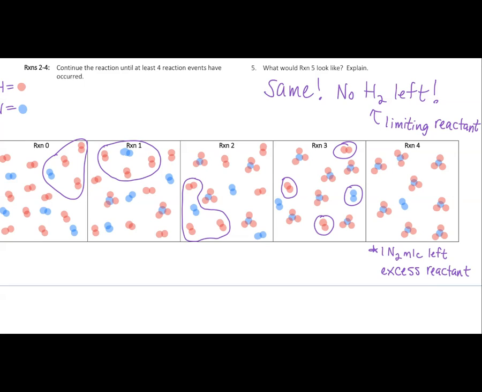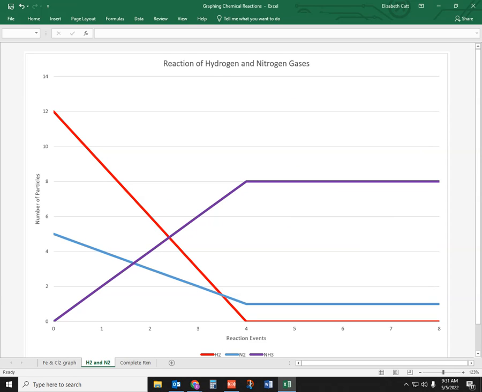Okay, so if we go through and we graph this, we're going to get a graph that looks like this. We're going to see that the nitrogen and hydrogen amounts are declining as the ammonia amount is increasing, and it stops at the point that the hydrogen runs out. What that tells us is the hydrogen limits how much product can be formed. I had a student also say that they thought maybe limiting reactant meant that there was a limited amount of it. That's another way of thinking of it. There's a limited amount of it, so it determines how much product can be formed.